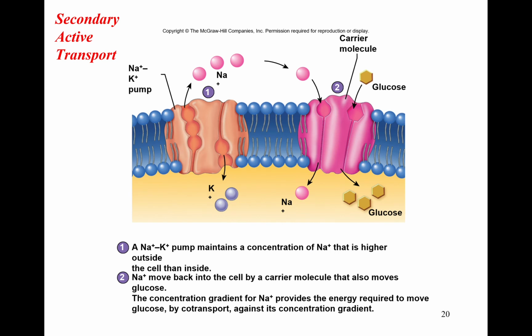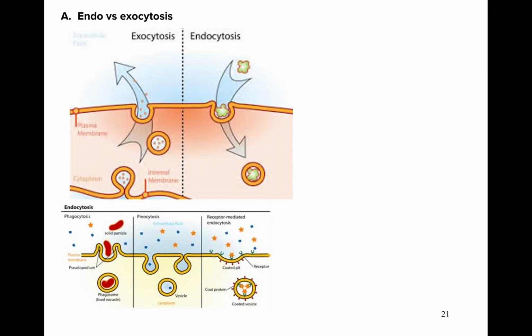Secondary active transport involves this active transport pump, but you also have to use the carrier molecule with it. So that's why it's called secondary. The cell uses the carrier molecule to get it in, and then it has to use the active transport mechanism to get it out. So it's kind of like a combo type of movement.